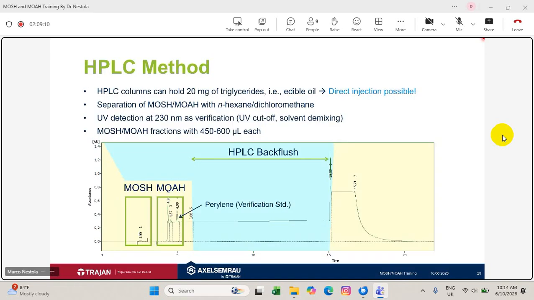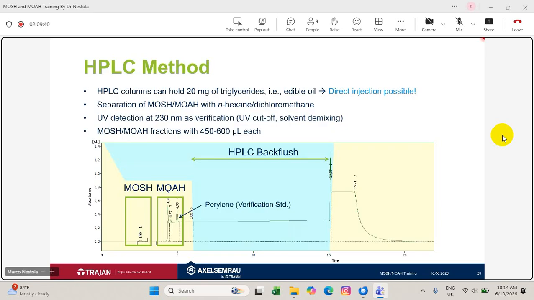That was the basic idea in the beginning, until nobody was thinking about 2 milligram per kilogram LOQs. They were more thinking about 10 milligram LOQs, and therefore the design of the HPLC column, etc., was done to assure injection of about 20 milligram of triglycerides, which is sufficient to get LOQs to 10 milligram per kilogram. That's only to explain why the column has the size it has.